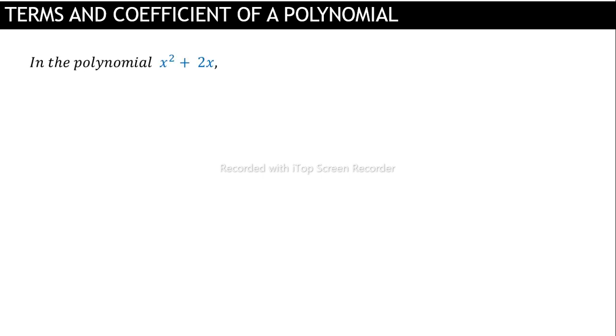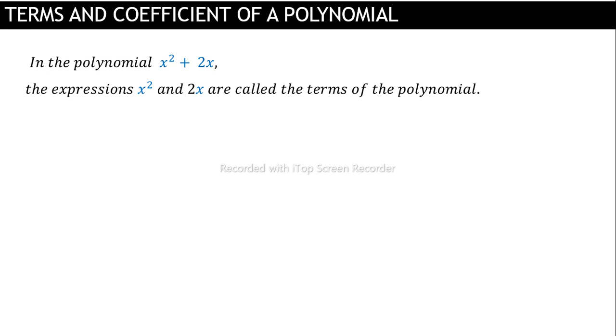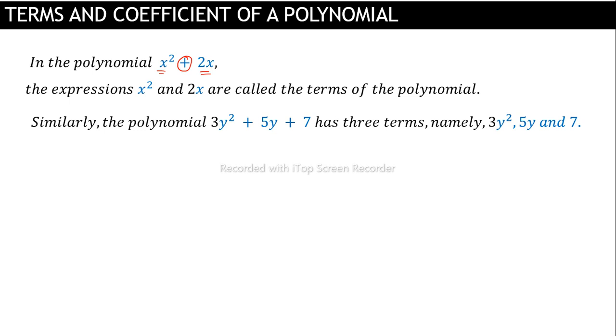So in the polynomial x squared plus 2x, how many terms are there? The expressions x squared and 2x are called the terms of the polynomial. As we know that in a polynomial, the terms are separated using a plus sign. So these are the two terms in this polynomial. Similarly, if you take another polynomial, 3y squared plus 5y plus 7, it has three terms, that is 3y squared, 5y and 7.